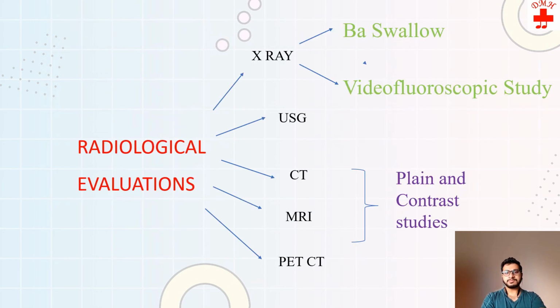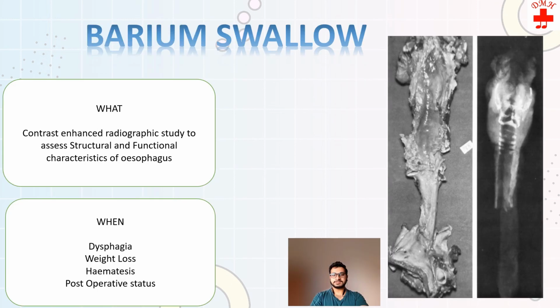So, what is the armamentarium of radiological tools that we have with us? We have roentgenograms, which can further be modified to get a barium swallow study or a video fluoroscopic study. We can have ultrasonography. We can have computed tomography and magnetic resonance imaging, both plain and contrast studies. And then we have the positron emission tomography computed tomography study with us.